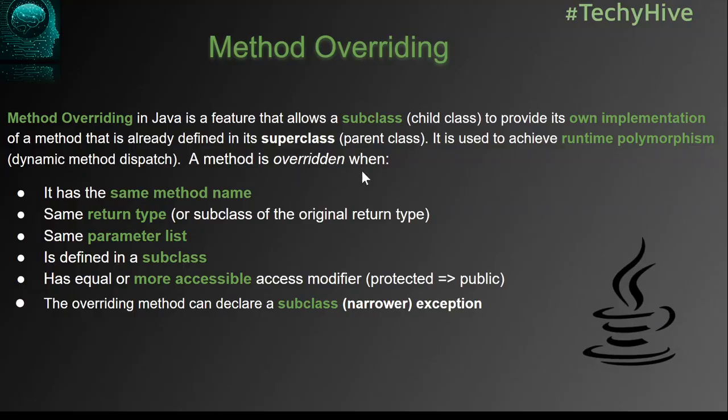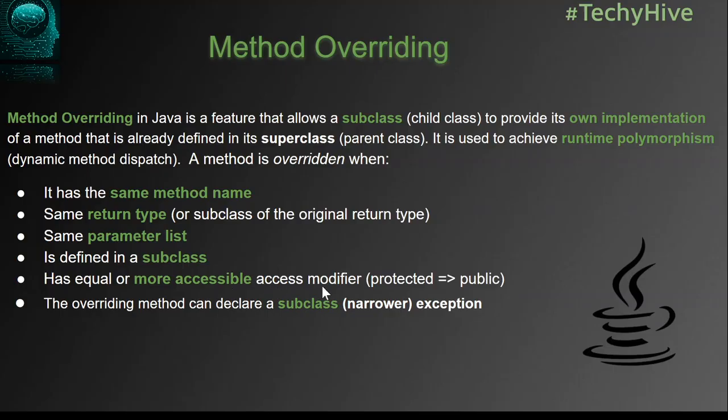A method is overridden when it has the same method name, so the method name in the subclass is the same as in the parent class. Same return type. So here remember in method overriding return type is also important. In overloading it's not important. Or a subclass of the original return type. Same parameter list. So it cannot have a different parameter list or different types in the list. It is defined in a subclass always, because when we say overriding, it will always be part of the subclass.